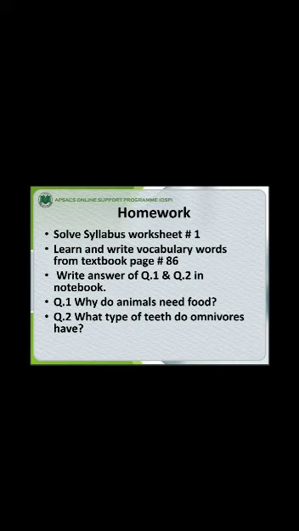Here's your homework. Solve syllabus worksheet number 1. Learn and write vocabulary words from textbook page number 86. Students, you will learn and write the vocabulary words in your notebook. Write answer of question 1 and question 2 in notebook. Question 1 is, why do animals need food? Question 2, what type of teeth do omnivores have?